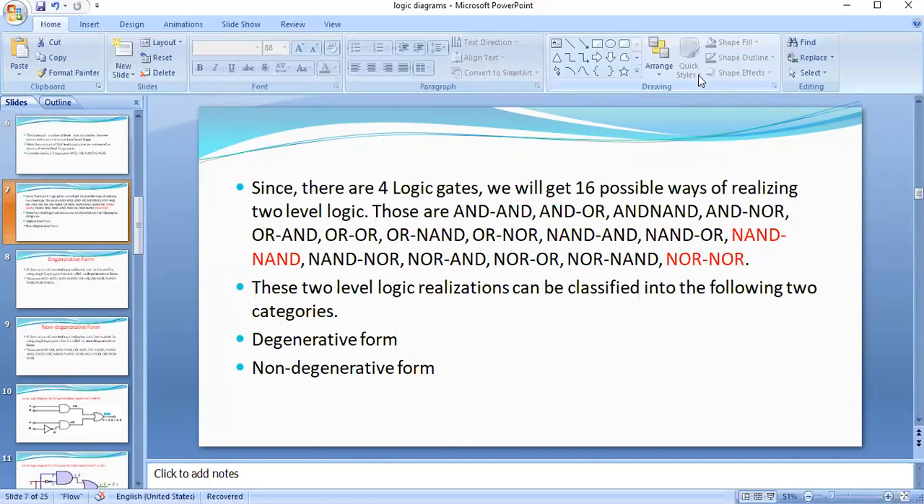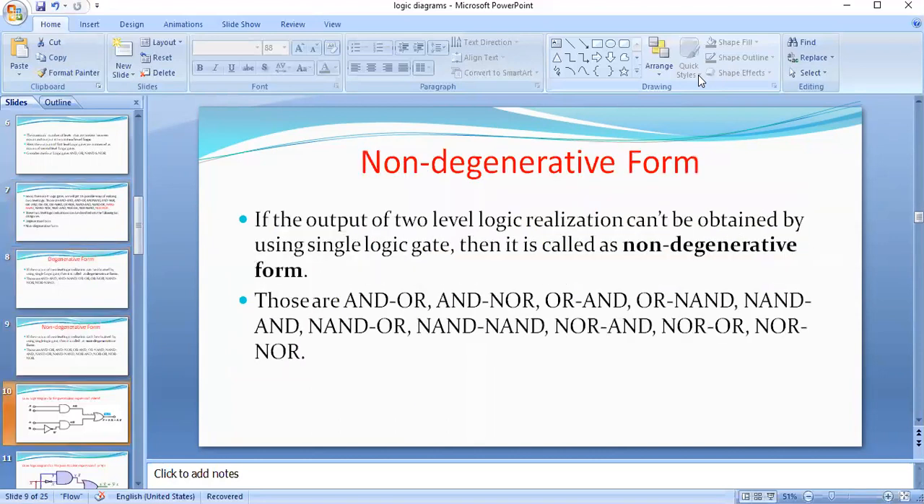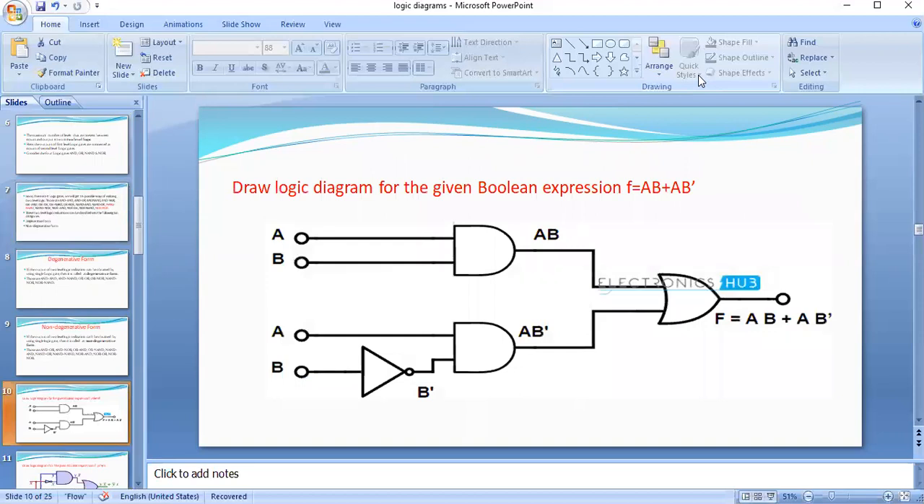First, we have to know how to draw a logic diagram for the given Boolean expression. Here, I'm taking one example. In this example, the function f is equal to ab plus ab bar. Here, f on the left-hand side is the output, and A and B are the input variables.